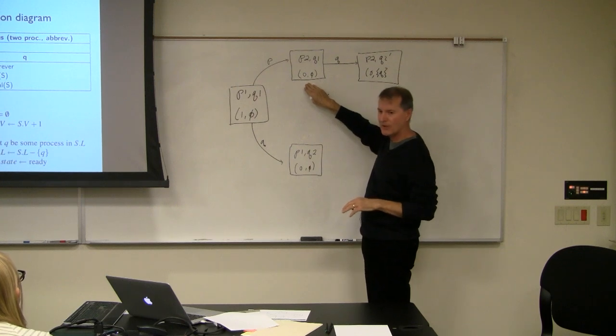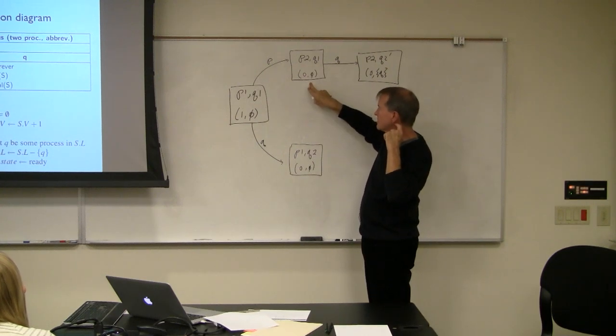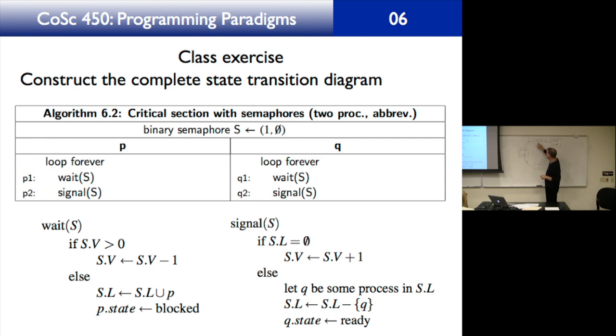If P executes from here, where does it take us? What statement is executing? So P is executing signal. So look at the definition of signal. Is this zero? Look, do you see what it's executing? Are you with me on that? If we're in this state, it executes signal S, and signal S is if S dot L equals zero, and S dot L is zero. There it is. So that takes us back to what?